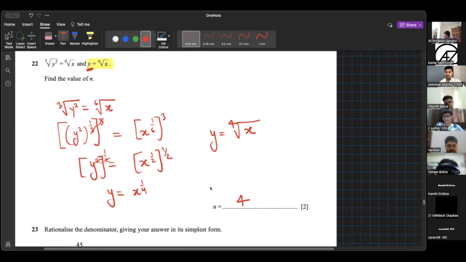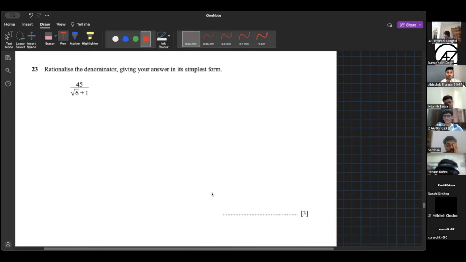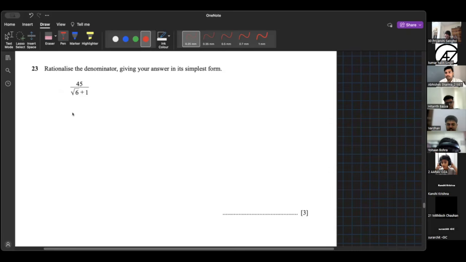Okay, let's move on. Question number 23, it says, rationalize the denominator, giving your answer in its simplest form. So whenever we have to rationalize the denominator, let's check whether the denominator is a binomial term or a monomial term. This is a binomial term. If it is a binomial term, you multiply with its conjugate. So root 6 minus 1 upon root 6 minus 1. So the numerator will become 45 multiplied by root 6 minus 1. And the denominator is in the form of root 6 plus 1 multiplied by root 6 minus 1.